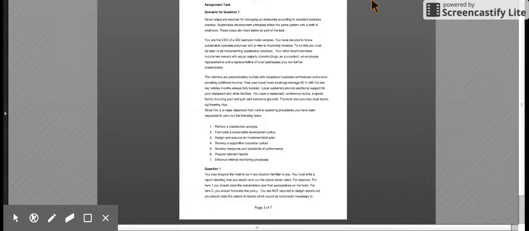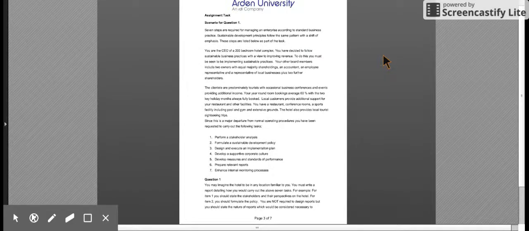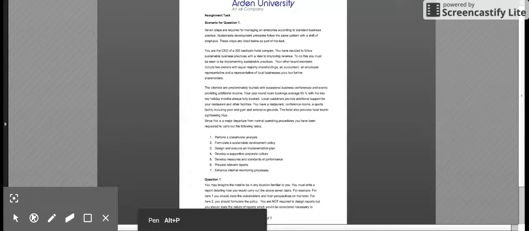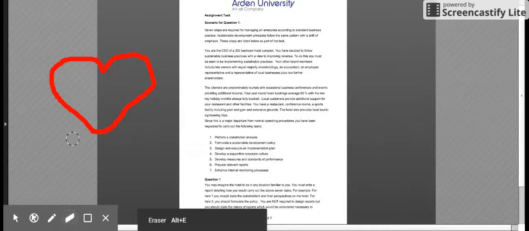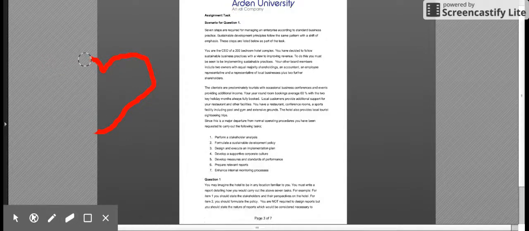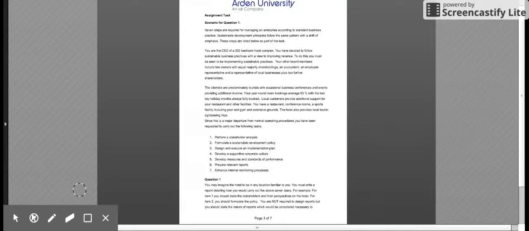So, for example, formulating a sustainable development policy. I'm not going to expect you to necessarily develop a detailed policy, but what we'd be interested in is what kinds of things would we need to include in a sustainable development policy, particularly within this context. Looking at an implementation plan, what would you contain within the implementation plan and how would you carry it out? Looking at developing a supportive corporate culture. Well, what do we mean by a supportive corporate culture? How do we develop corporate cultures, and specifically, how do we link corporate culture to sustainability?